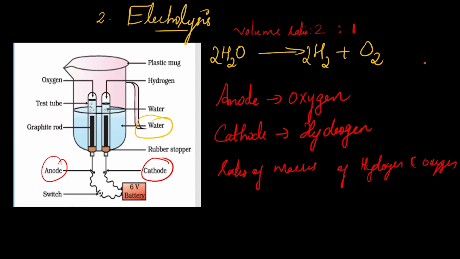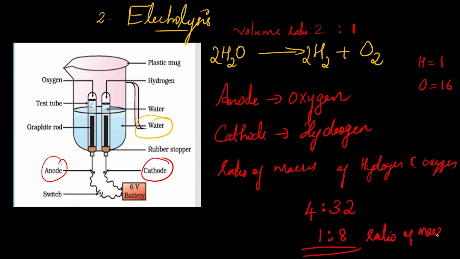Let us take the mass of hydrogen as 1 and oxygen as 16. How many hydrogen atoms? 4 hydrogen atoms, so 4 is the mass of hydrogen. Oxygen is 16 plus 16, that is 32. And you will be getting 1:8 as the ratio of masses.